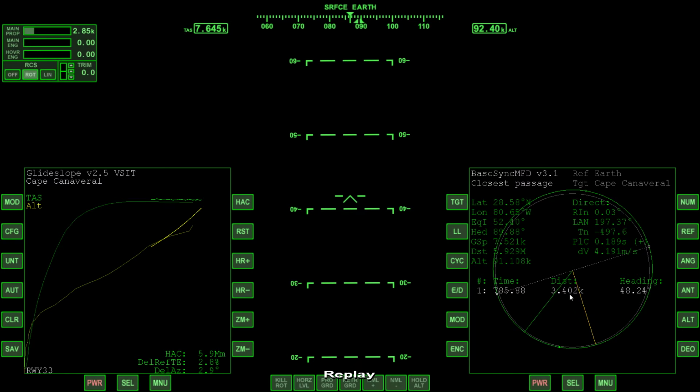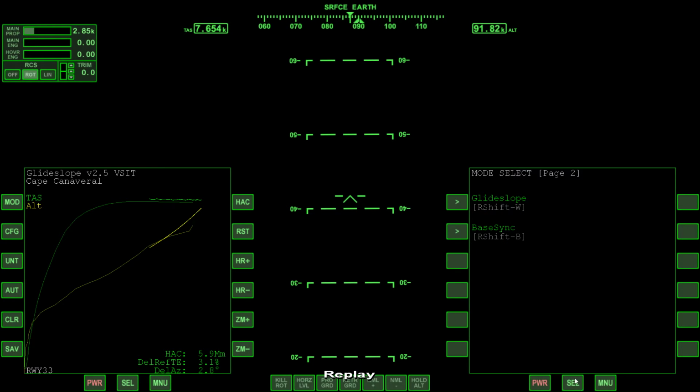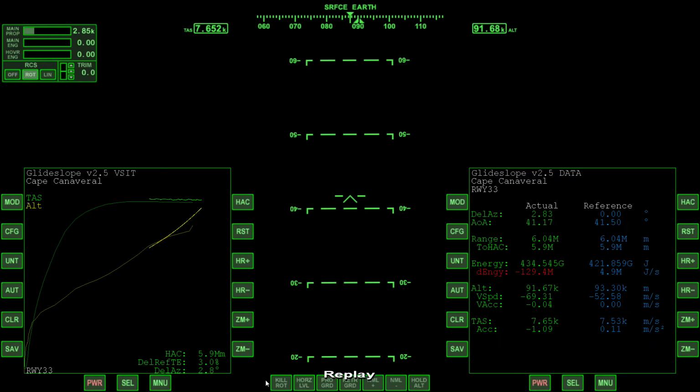So you could actually see that here on the base sync MFD. As you do an S-turn, the distance would increase, and then you could turn back the other direction to bring the distance back down. But we don't really need to look at that, because we can look at here, delta azimuth. So this is giving us, it's actually saying 2.8 degrees right now. So if we have delta azimuth right on 0, we're essentially heading toward the base.